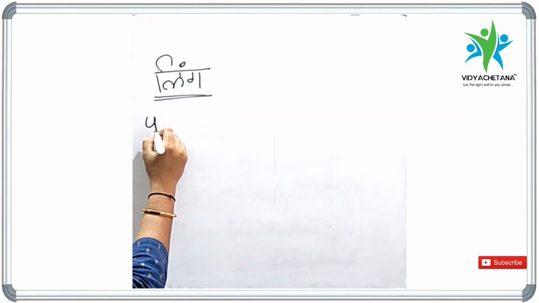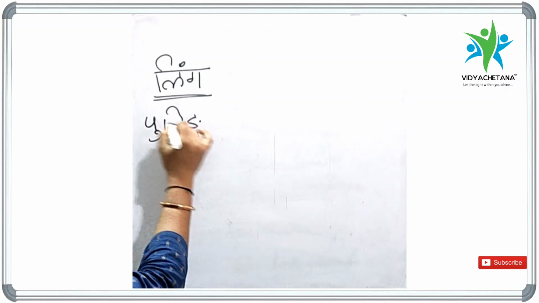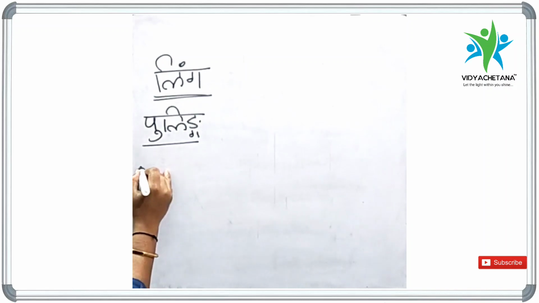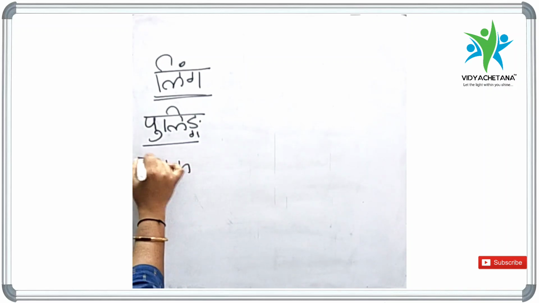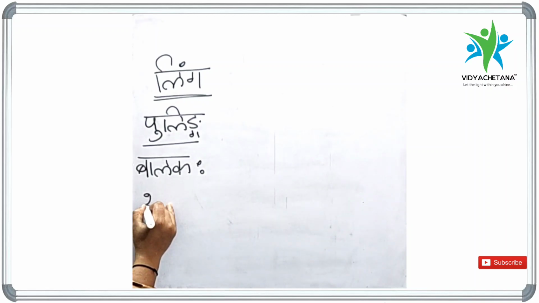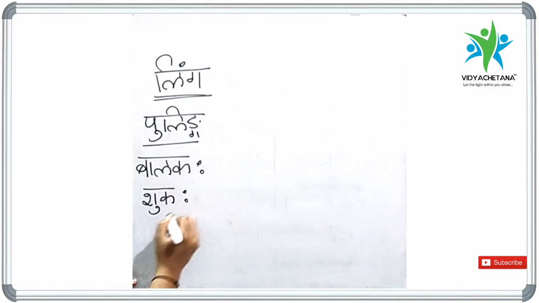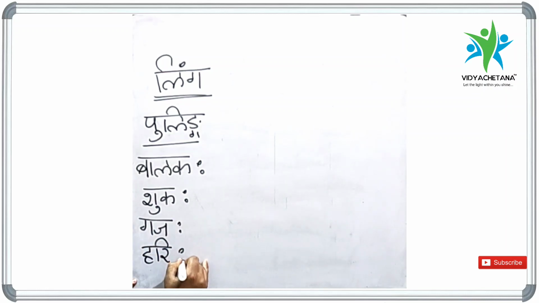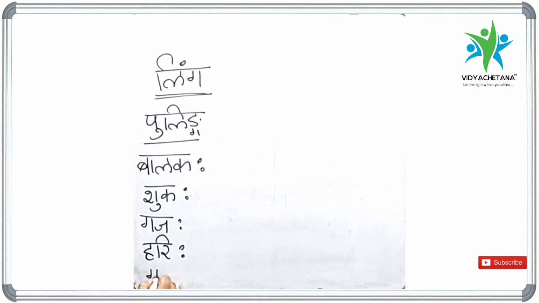In Pullinga, the words will end with the letter a. Balakaha, Shukaha, Gajaha. These are a few examples. There are a few more words which can end with different letters as well. That is Harihi, which is ending with the letter i, and Guruhu, which is ending with the letter u. This way the ending letter is important to identify the gender in Sanskrit.